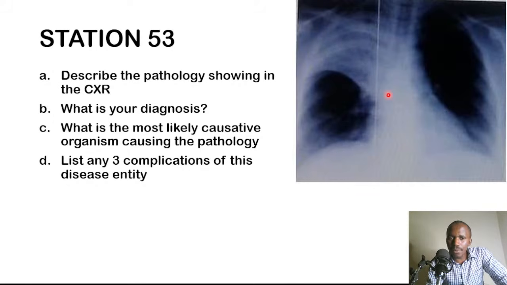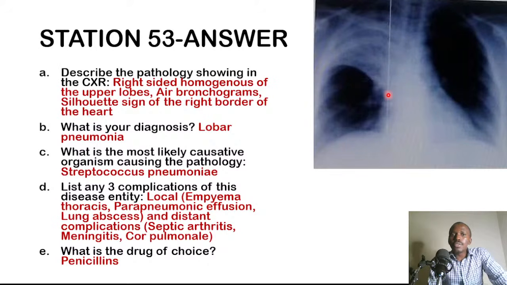You call this as air bronchograms. So you have this right-sided upper lobe homogeneous opacity with air bronchograms. We can't see the right side of the heart here, so you call that as a silhouette sign of the right heart border. So this is consistent with a lobar pneumonia, a right-sided lobar pneumonia. Most commonly caused by your Streptococcus pneumoniae.